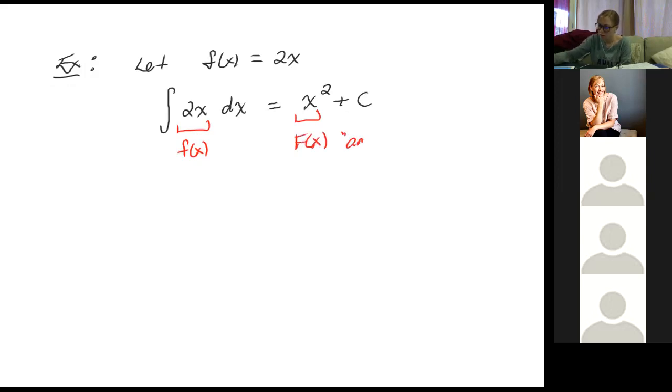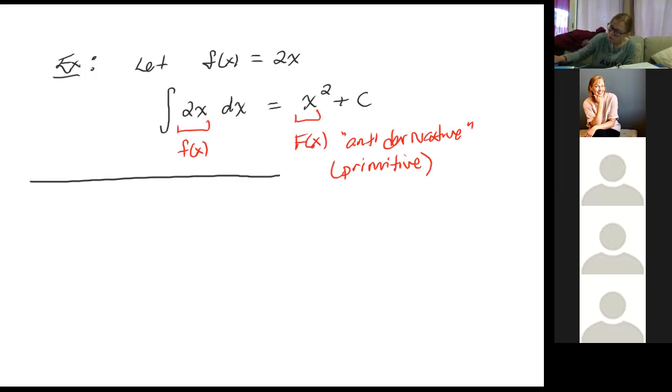This is the antiderivative. Also sometimes called the primitive. You might see that term on occasion. Which was fairly simple to figure out with that function. Now, let's see if we can figure out how to do that with other types of functions. I think I've said that about 3 times now, but let's actually do it.